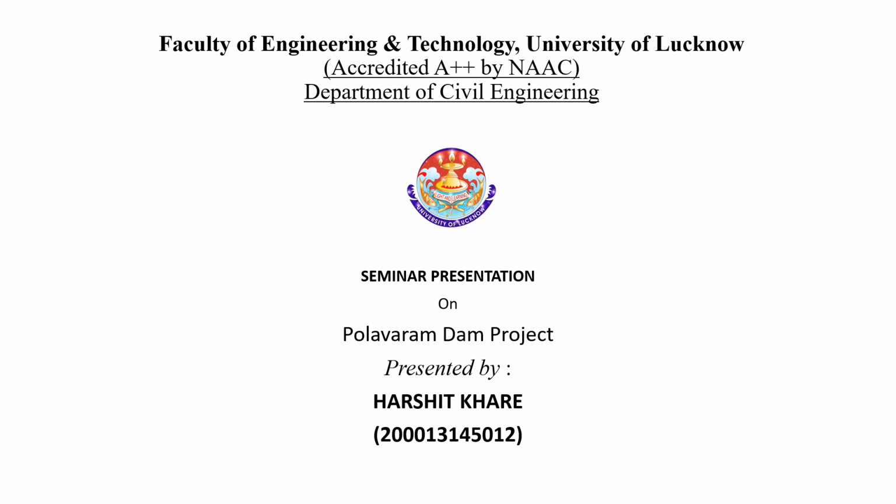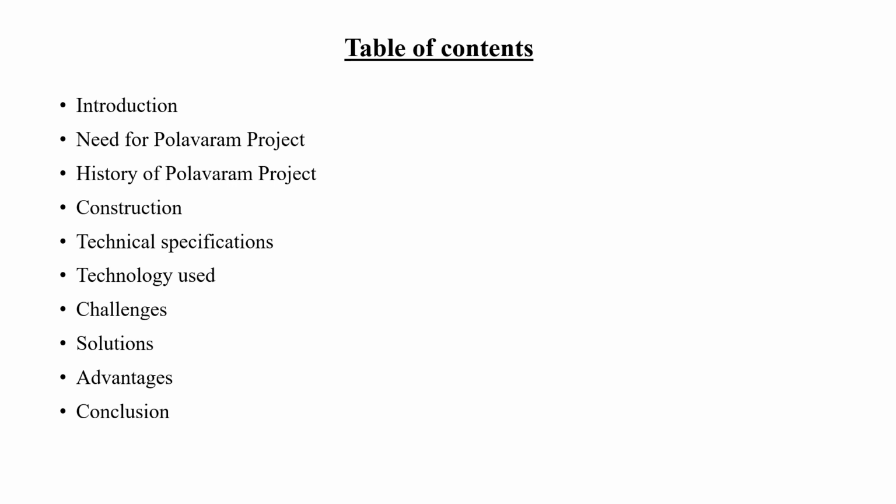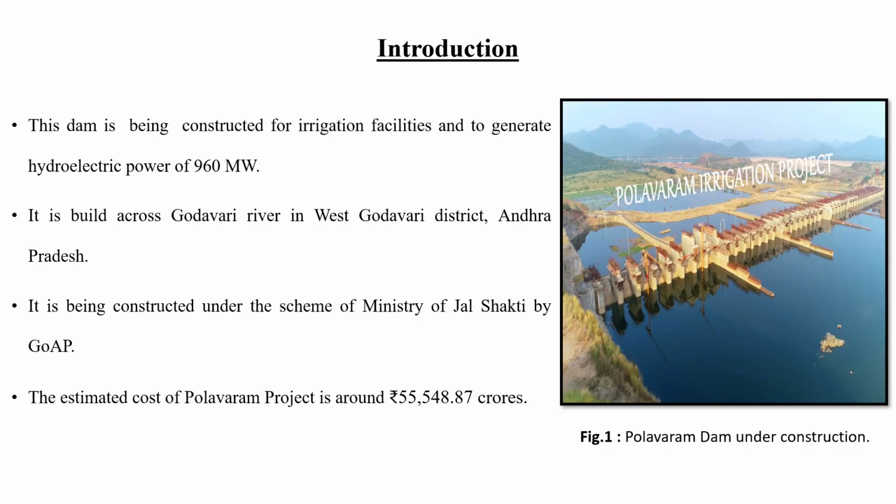So our first slide, table of contents. The table of contents shows the topics to be discussed in the presentation. These are as follows. First is introduction, then need for Polavaram project, history of Polavaram project, construction, technical specifications, technology used, challenges, solutions, advantages, then finally conclusion. Now, first is introduction.